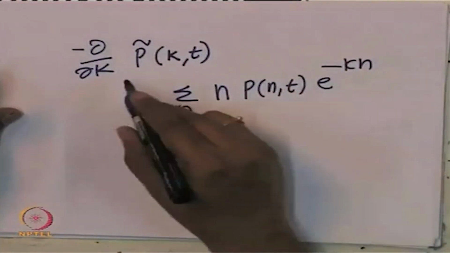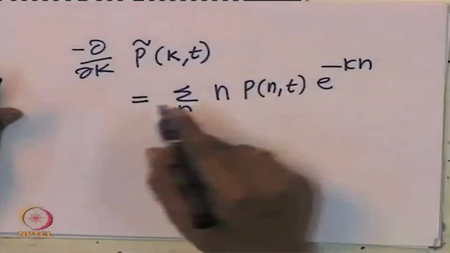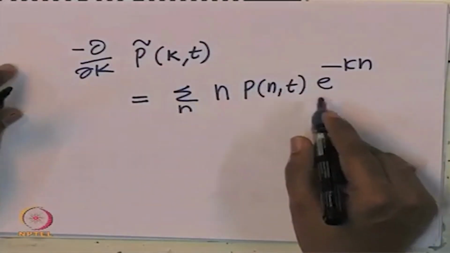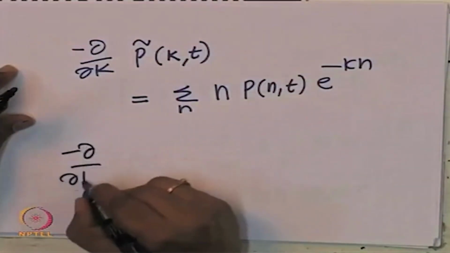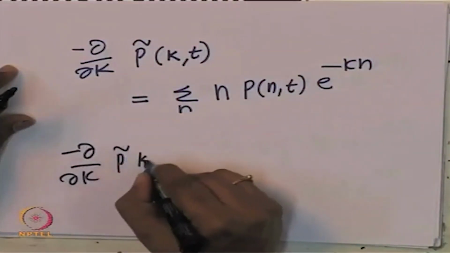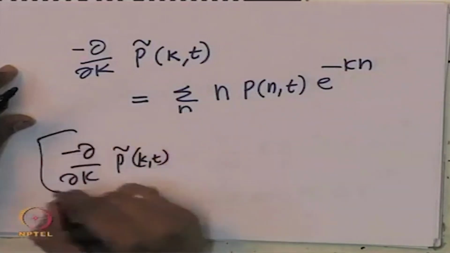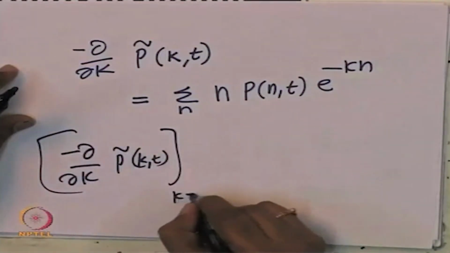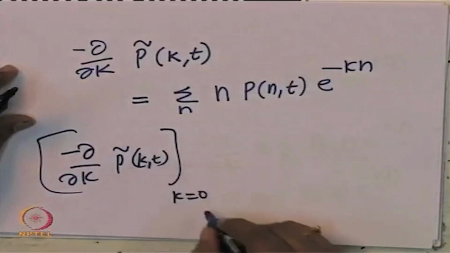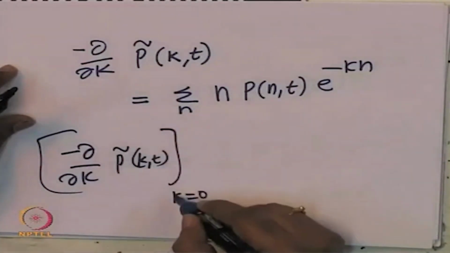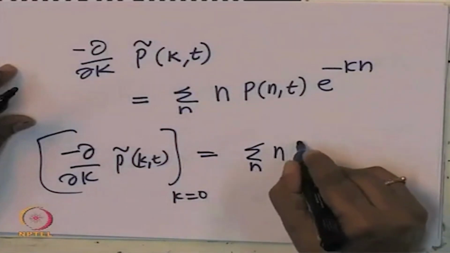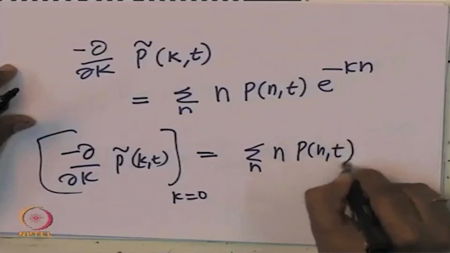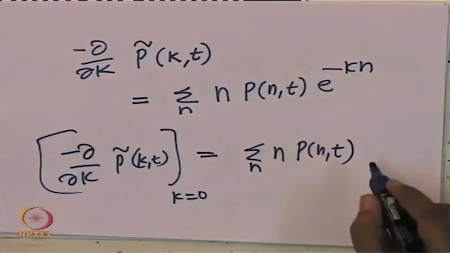Now, if I put k equal to 0 in this, so I calculate del by del k of p tilde of k comma t and then evaluate this at k equal to 0. Then what you get is sum over n of n p of n comma t, and when k is 0, this is 1. So, this is what you get.